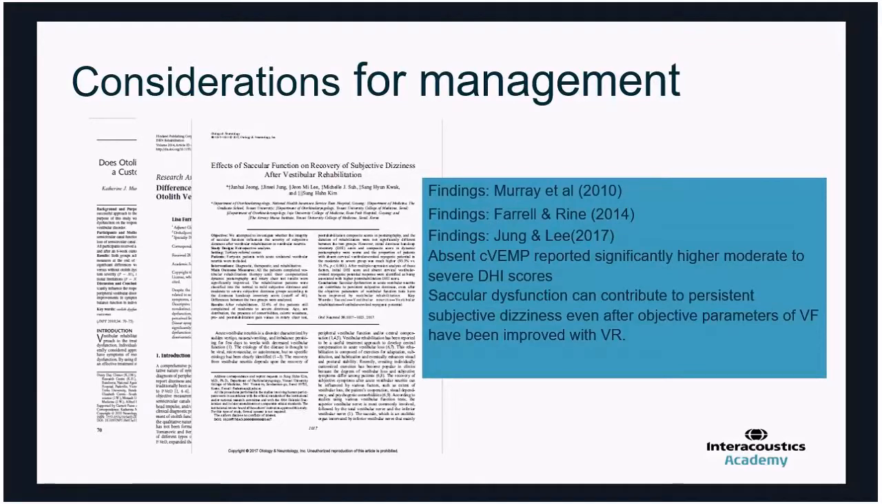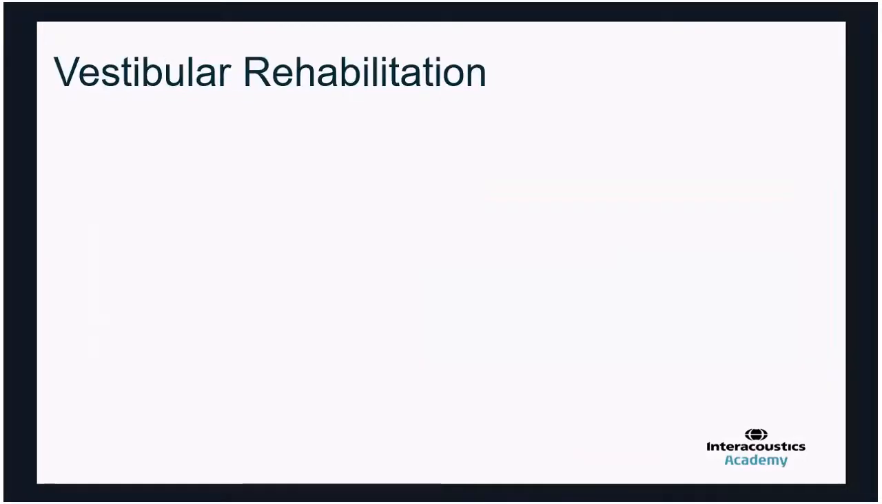And they concluded that saccular dysfunction can contribute to a persistent subjective dizziness even after objective measurements of vestibular function have been improved with vestibular rehabilitation. Now, that could be because the management strategy that we've used hasn't helped fully compensate. There are many reasons maybe that the subjective dizziness continues. However, this is something that could have a functional change for that patient going forwards.